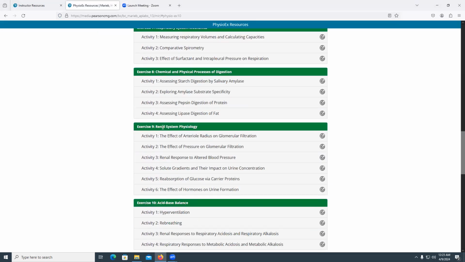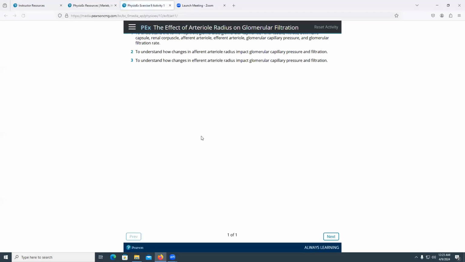Hello and welcome to PhysioEx exercise 9, the renal system physiology, activity 1, the effect of arteriole radius on glomerular filtration. Glomerular filtration will be the dependent variable and our independent variable will be the arteriole radius. Here, arteriole radius refers to the afferent arteriole radius and the efferent arteriole radius. So let's start the experiment.